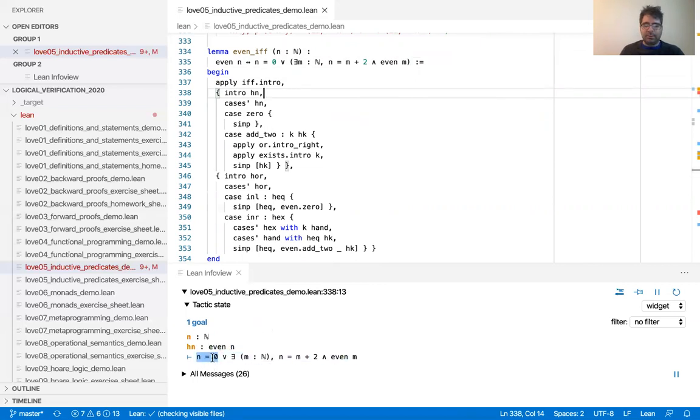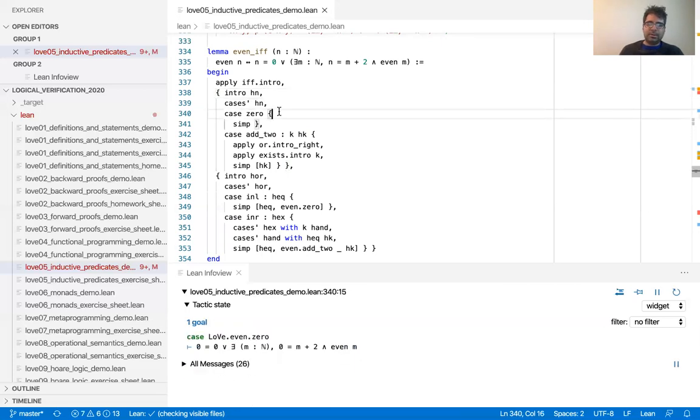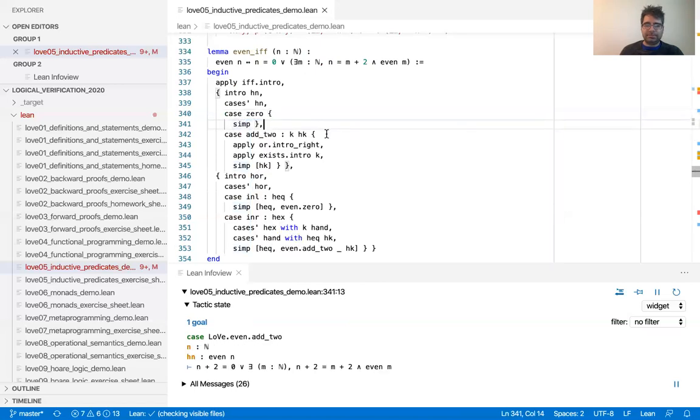I mean, here we don't know which direction to take. It's an or. Should we say n equals 0, or should we say that there exists a witness such that blah, blah, blah? At this point, we don't know. We need to extract some information on even n. We need to find out why n is even. Is it because it's 0, or is it because it's a successor of something? So we do cases, and then in the 0 case, we end up with 0 equals 0 on the left. There are lots of options, but we can take a simp to finish this off.